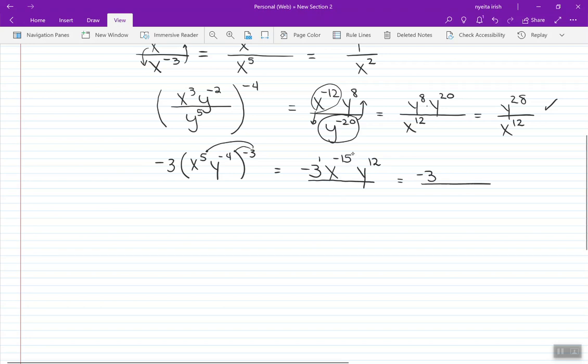The x to the minus 15 will drop below the line and change its power to positive 15, and then y to the 12 stays put. And that would be your final answer. Again, there's no canceling. You don't have the same variable top and bottom, so I can't cancel any further than that.